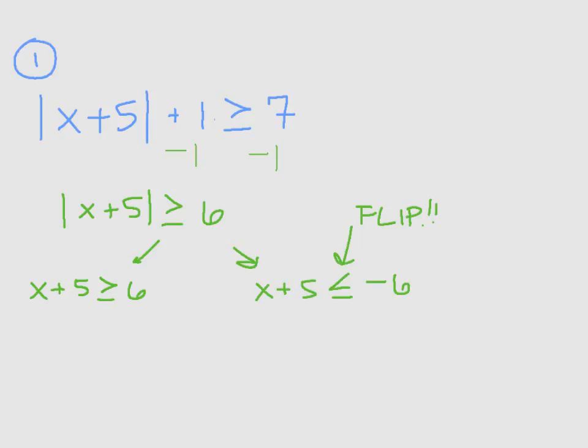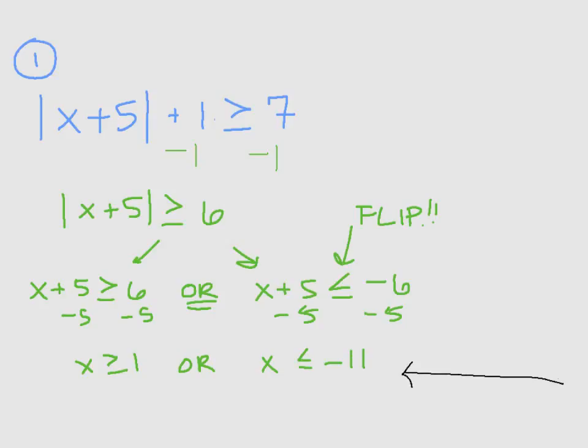Now I've got to figure out what word goes in between these, an and or an or. So I'm going to look at that positive case. That positive case has a greater than or equal to sign, so it's going to be a greater, so it's going to be an or. So I'm going to solve each of these individually. x is greater than or equal to 1, or x is less than or equal to negative 11. So this should be my solution. I'm just going to graph it on a number line to make sure that there's nothing funky going on with this.